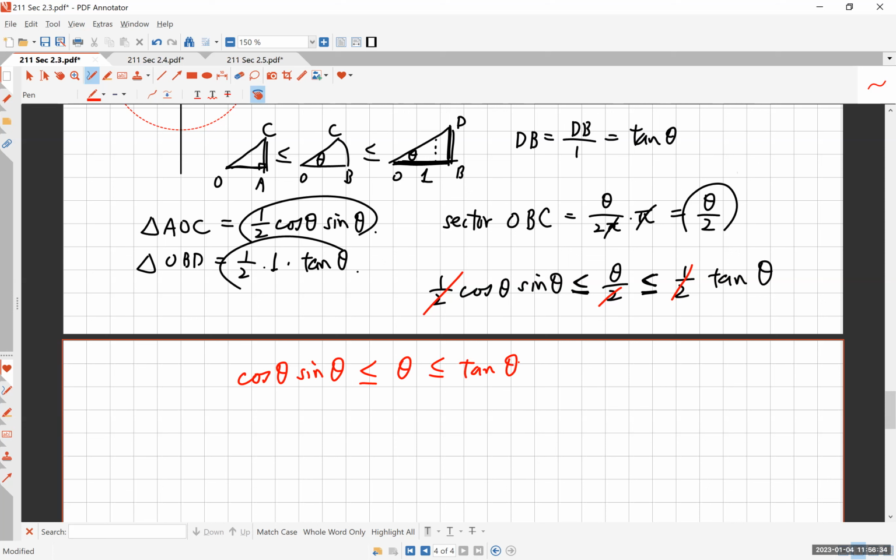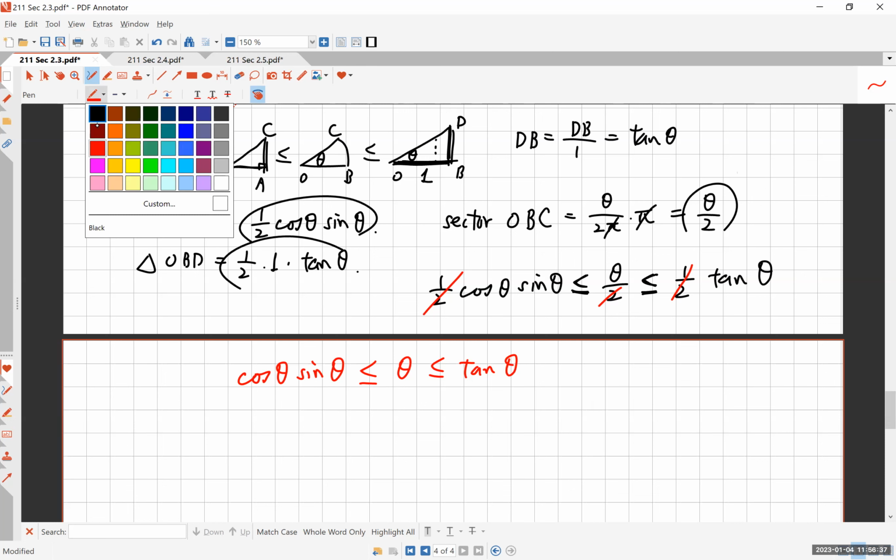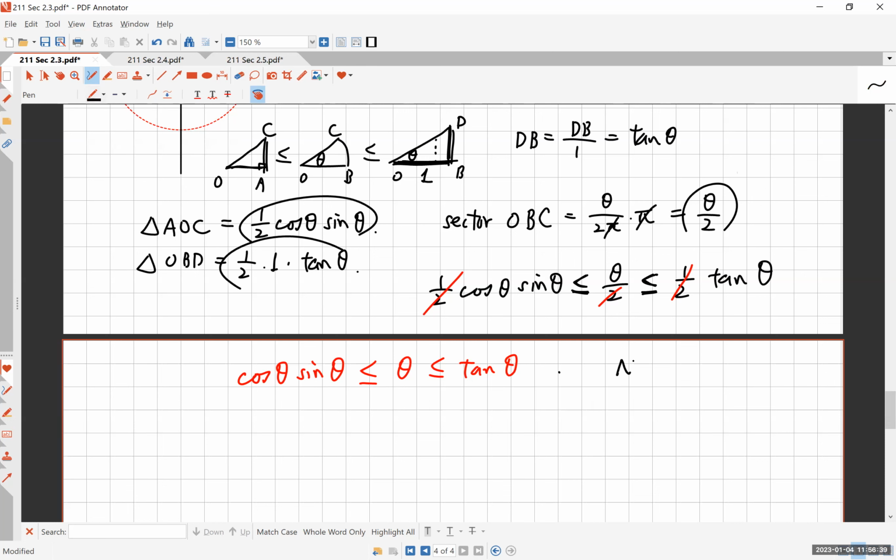All right, let's divide everything by cosine, sine. Okay. Now, note that sine of theta is positive in this picture, right?